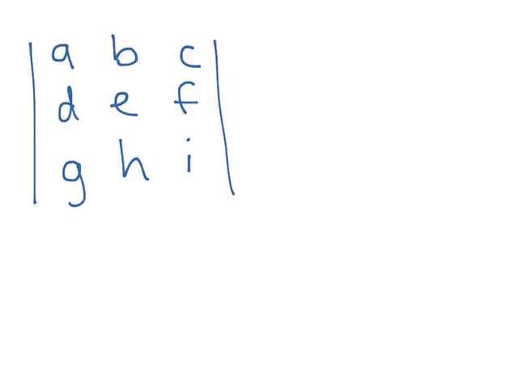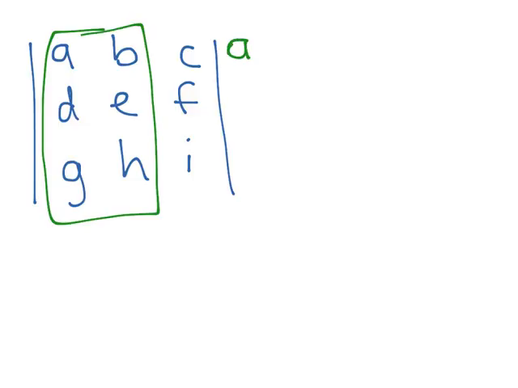what we will do first is just copy these first two columns into the right side. So we will put right here A, B, D, E, G, H. So we just copied the first two columns to the right of the third.